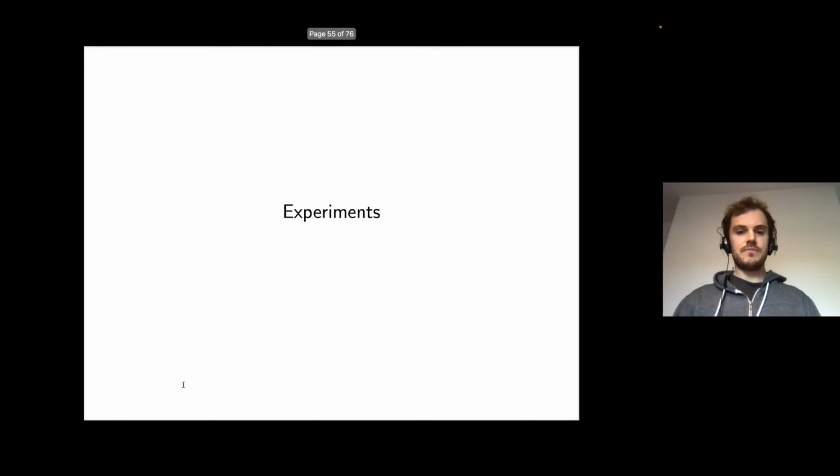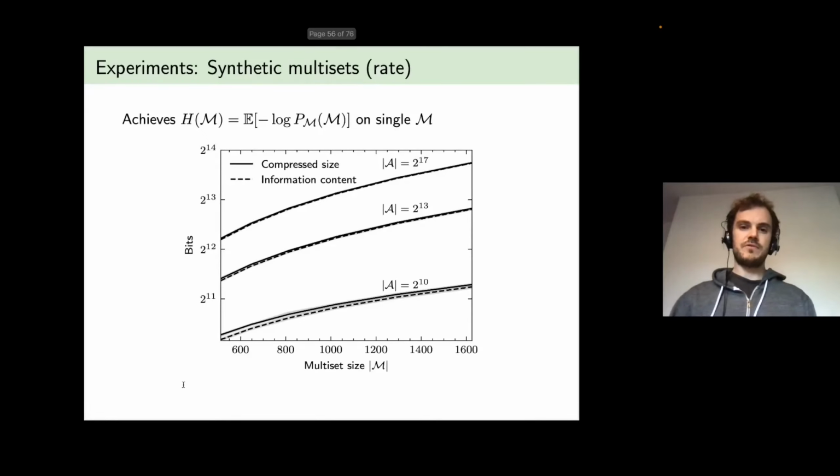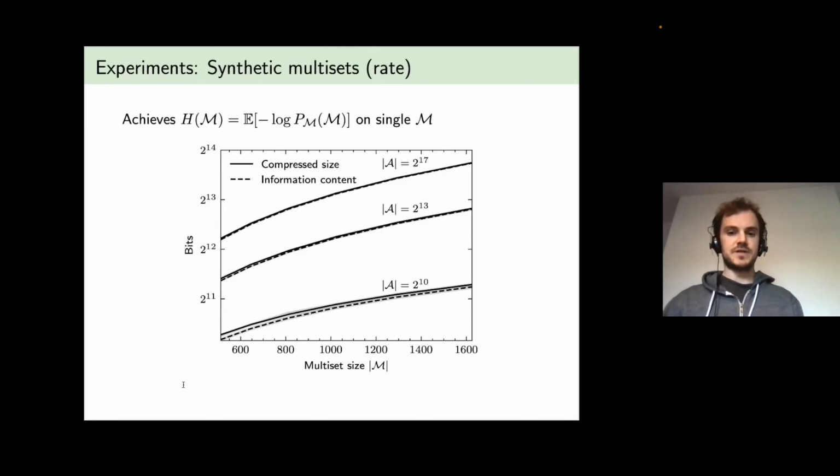So that's our method, and we've applied it to a few different things. Firstly, synthetic multisets. This was a kind of toy experiment just to check that the idea basically worked. And we show here that for various different multiset sizes and alphabet sizes, the algorithm does indeed compress a multiset at a rate very close to the information content of the multiset, or the entropy of the multiset, I should say.